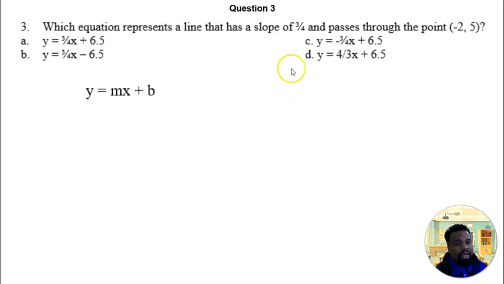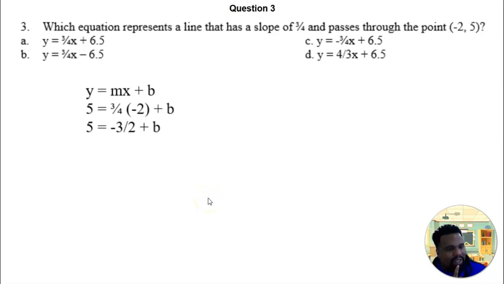So we're given a slope, we're given our x value and our y value, but we need to find the y-intercept so we can write it in slope-intercept form. What we need to do is substitute 3/4 for m, -2 for x, and 5 for y, and solve for our y-intercept. So we'll have 5 equals 3/4 times -2 plus b. 3/4 times -2 gives you -6/4, which can be simplified to -3/2. So we have 5 equals -3/2 plus b.